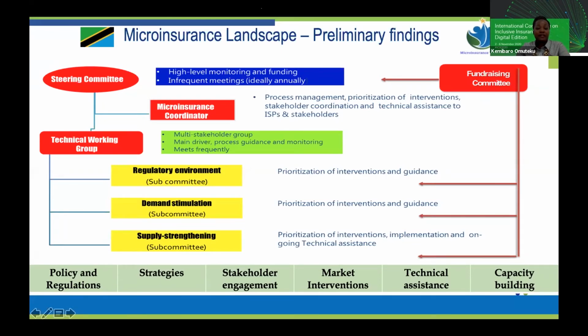And it is a multi-stakeholder initiative. Within that, right on top on the left, you have the steering committee, which is composed mainly of regulators. You have the insurance regulator, the central bank regulator, at that point in time the pension regulator as well, and the Ministry of Finance being members, and a few invited members like FSDT and others.